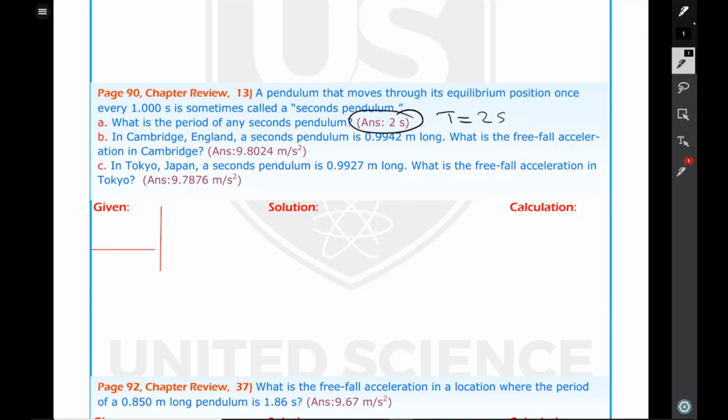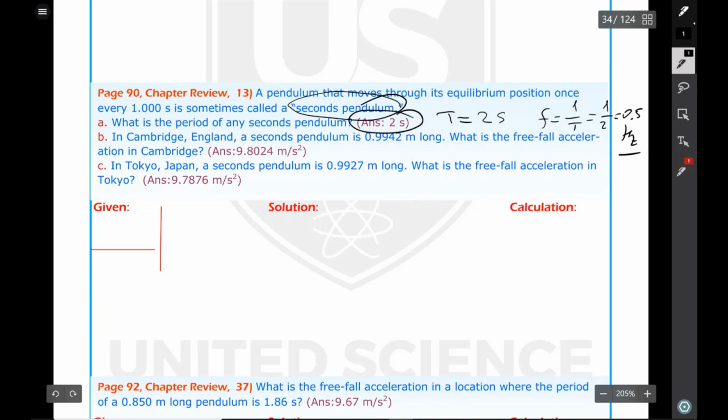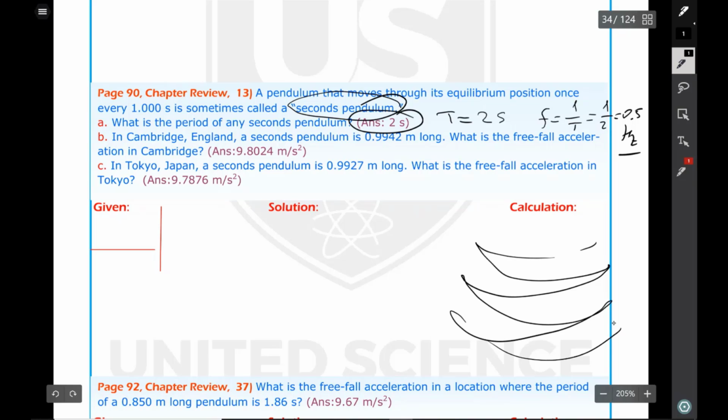And once they ask what is the frequency of the seconds pendulum: if the period is 2, frequency is calculated as 1 over T, so 1 over 2, which is 0.5 hertz. So 0.5 hertz is the frequency of a seconds pendulum. And this is a name: that pendulum's name is seconds pendulum. 1 second left, 1 second right, 1 left, 1 right. So you can measure the time by this pendulum as a clock, many, many years ago.